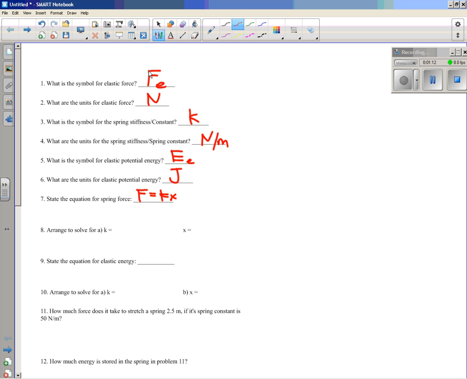Arranging it to solve for k and solve for x, we can actually apply a triangle to that because the formula just has three variables, F, x, and k. If I want to solve for k, it's simply F divided by x. If I want to solve for x, it's simply F divided by k. The equation for elastic potential energy is E equals 1/2 kx squared.